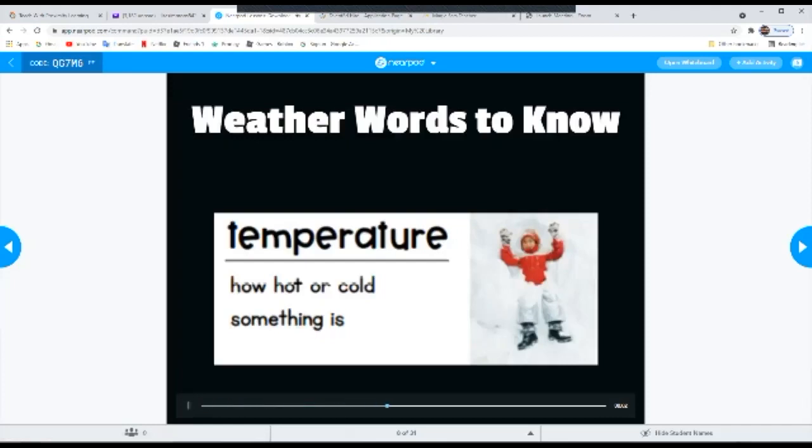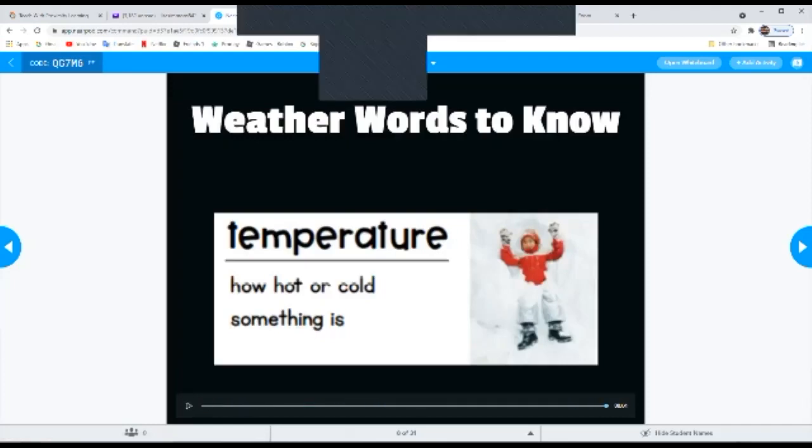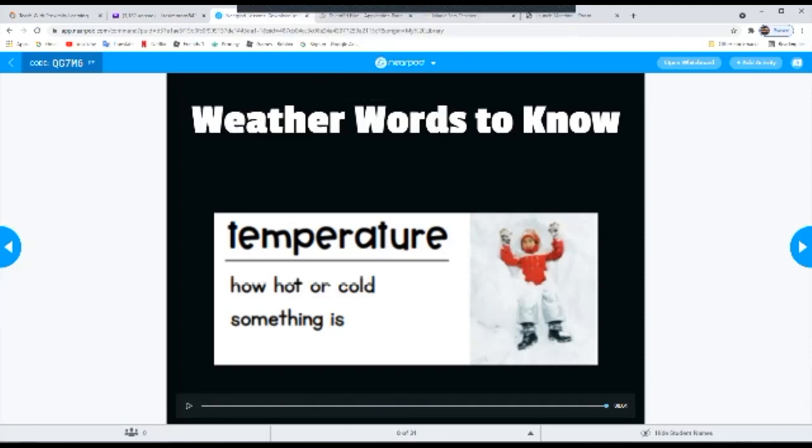Temperature is how hot or cold something is. Okay, who can tell me? Remember, class, we're raising our hands. Raise them high, sitting up straight and tall, please.